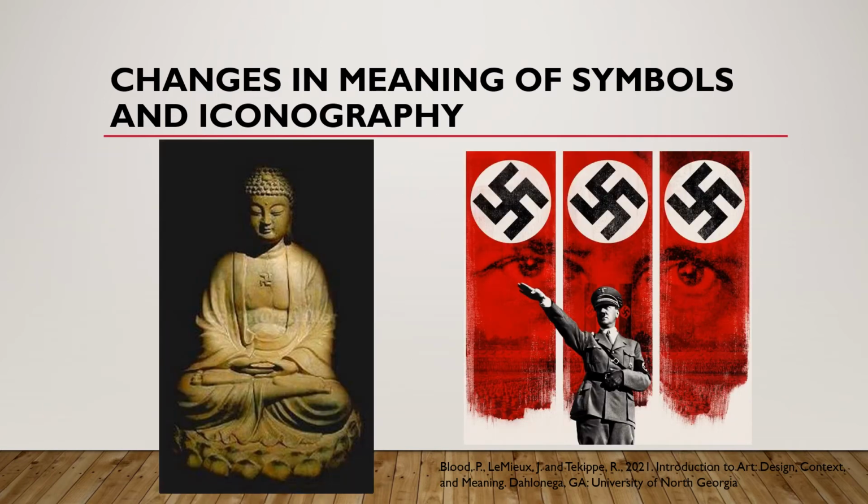Not all symbol changes, though, are that simple. The swastika is probably the best example of a symbol that has changed over time. Its meaning changed from one of peace in the Eastern cultures to one of hatred with Nazi Germany.